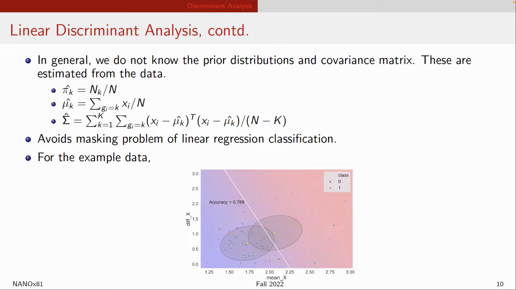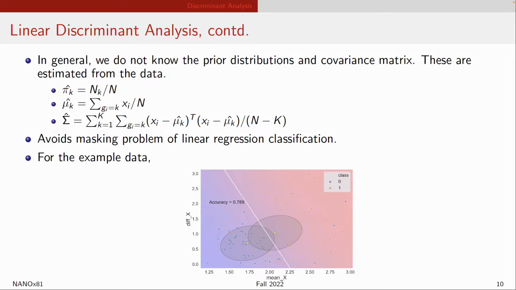And for the covariance matrix, we can estimate it from this expression over here, which is just an extension of the variance estimate that you learn in your statistics course. Think of this like a multi-dimensional variance estimate for your data set. The nice thing about linear discriminant analysis is that you don't run into the masking problem. If you have 3 or more classes, you don't have that problem.